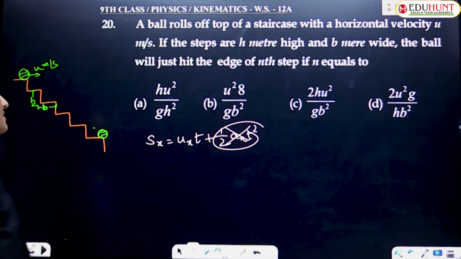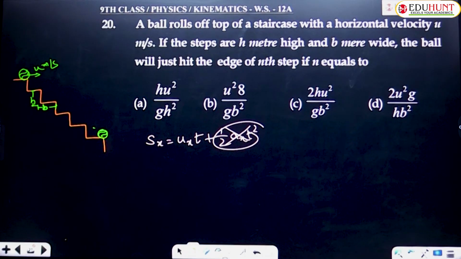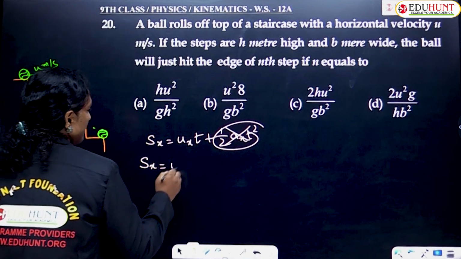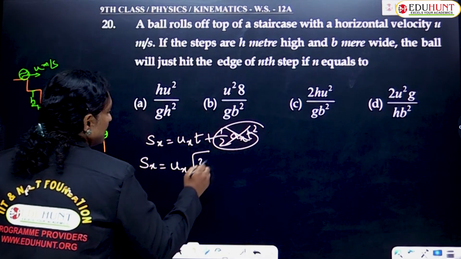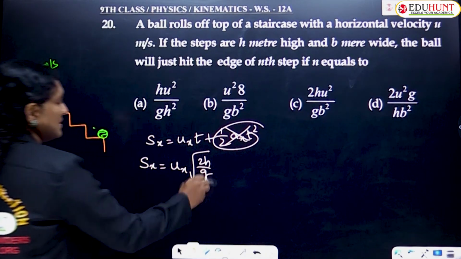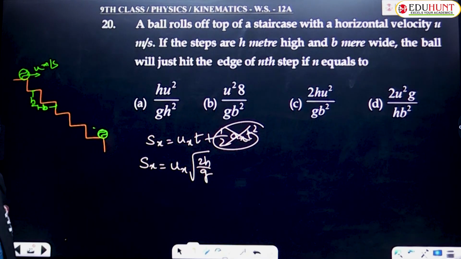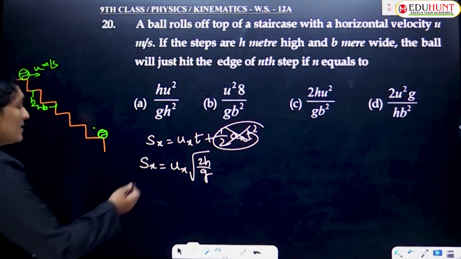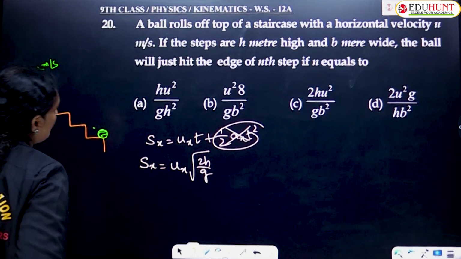So the horizontal distance covered by the ball is given simply by Sx equals ux times t, where the time of flight from a certain height can also be given as root over 2h by g. This is nothing but the range formula: R equals u into root over 2h by g, the same condition. So what is the horizontal distance covered by the body, children?